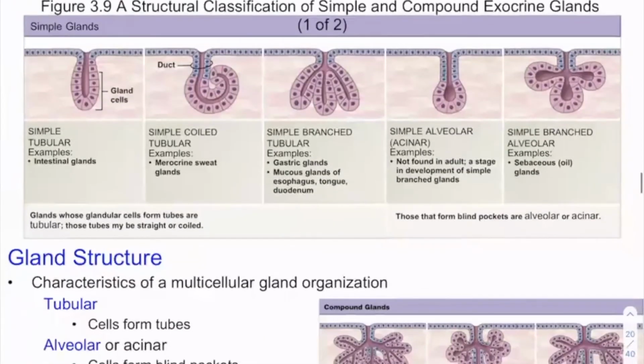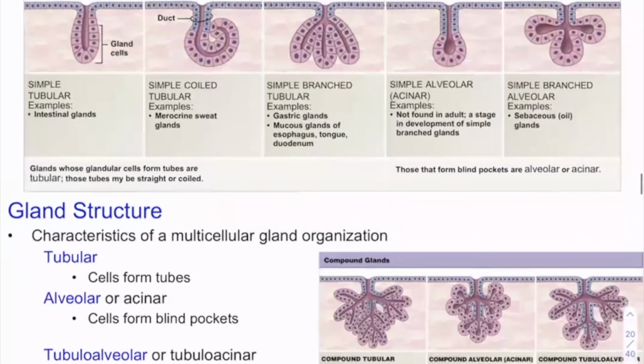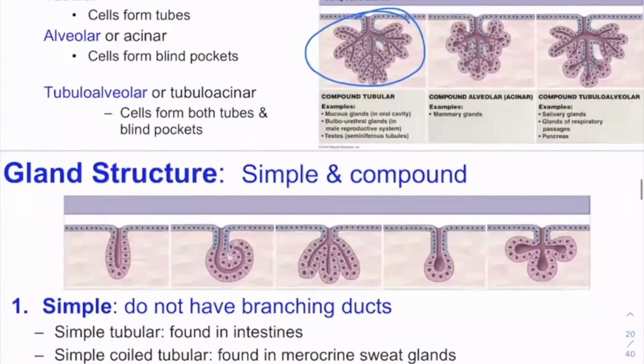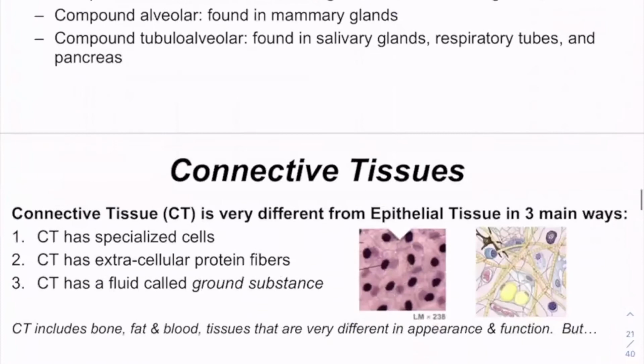So as far as gland structure, I just want you to see the overview. I don't specifically test on structure of glands, but there are tubular and there are alveolar, and a combination of the two. And they could be simple, one tube or one alveolar, or they can be compound, meaning there are several branches of them. So simple and compound, different types.